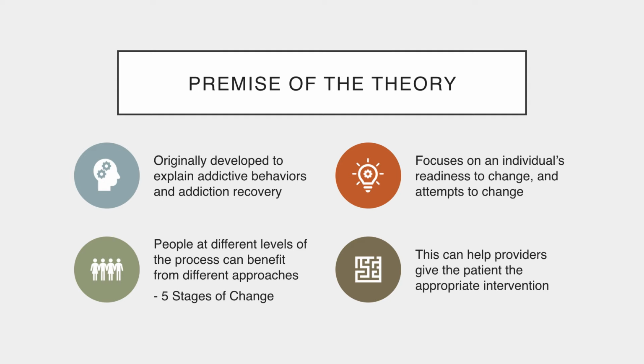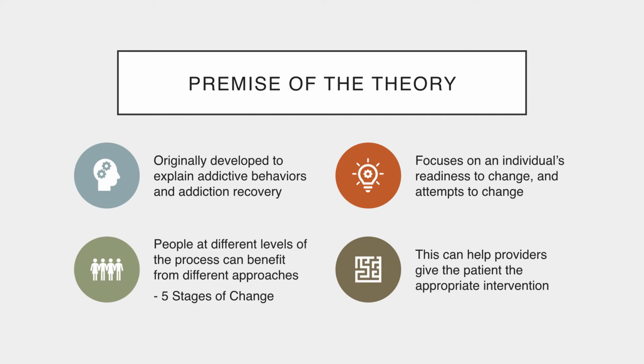So let's start with the premise of the theory. It was originally designed to explain addictive behaviors and the concept of addiction recovery. A prime example of this would be smoking cessation. It focuses on the individual and their readiness and attempts to change their behavior. The basic concept includes 5 stages of behavior change, which are pre-contemplation, contemplation, preparation, action, and maintenance.